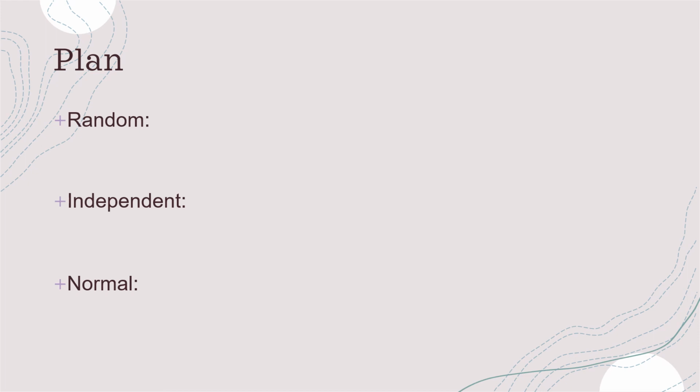Planning: random, independent, normal. So is it random? It's not random. Okay, so proceed with caution. It's not random because they took people from the same class. They didn't take a sample of it, they just took people from a class. And so this sample could be specific to that class, not all AP students. So that's why we would say proceed with caution.